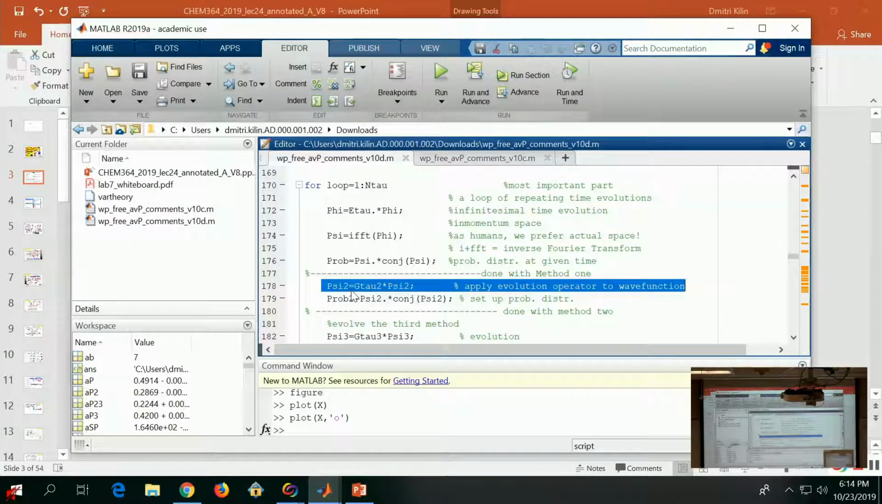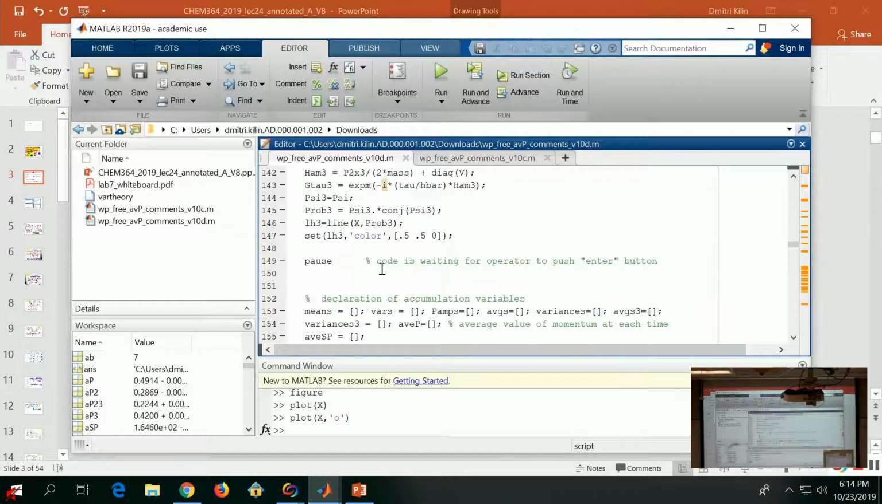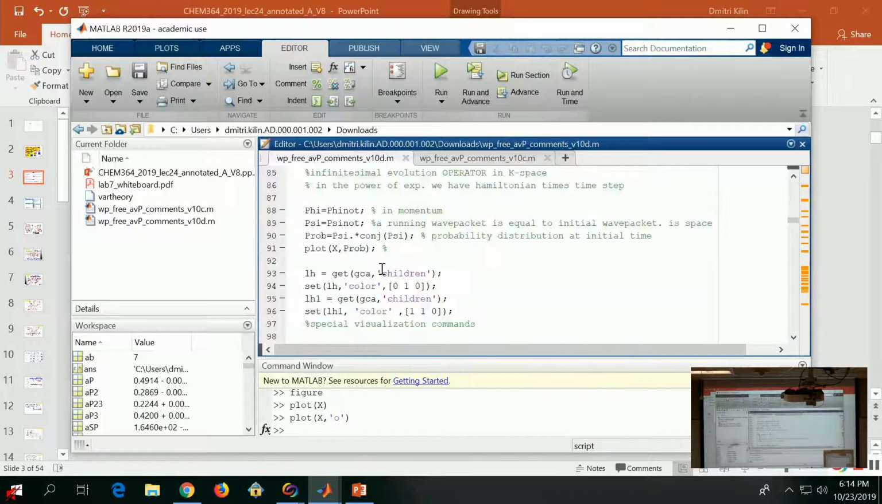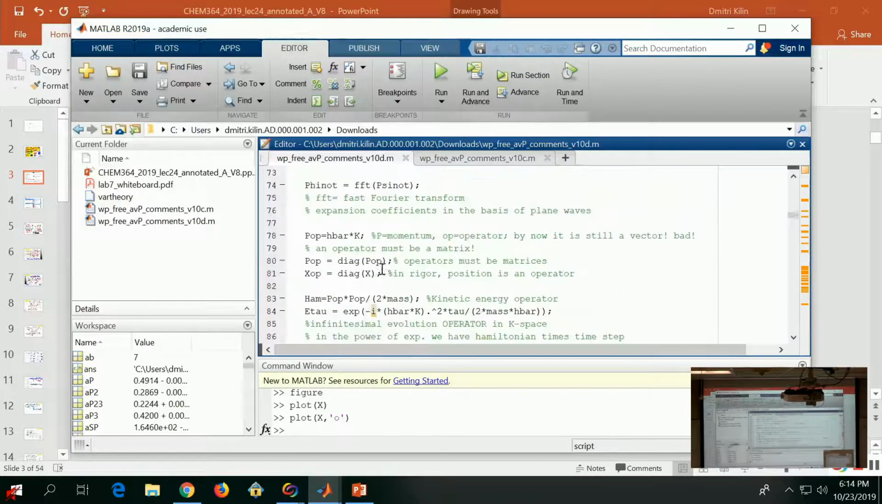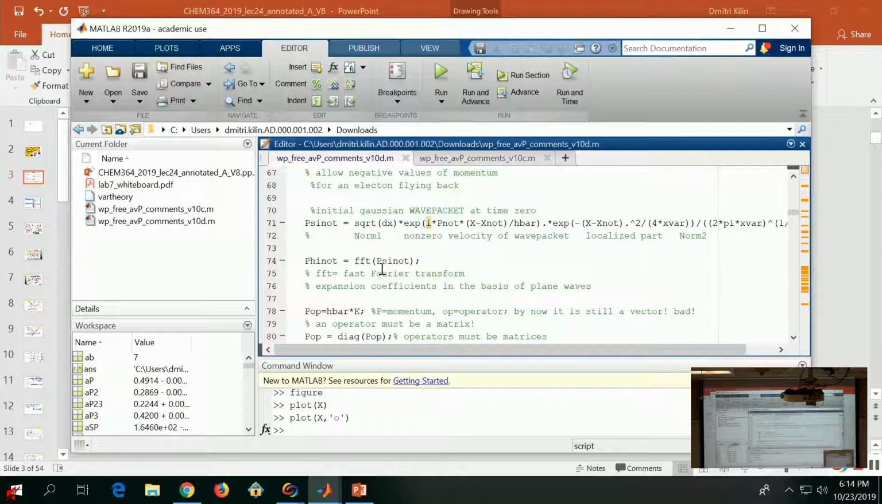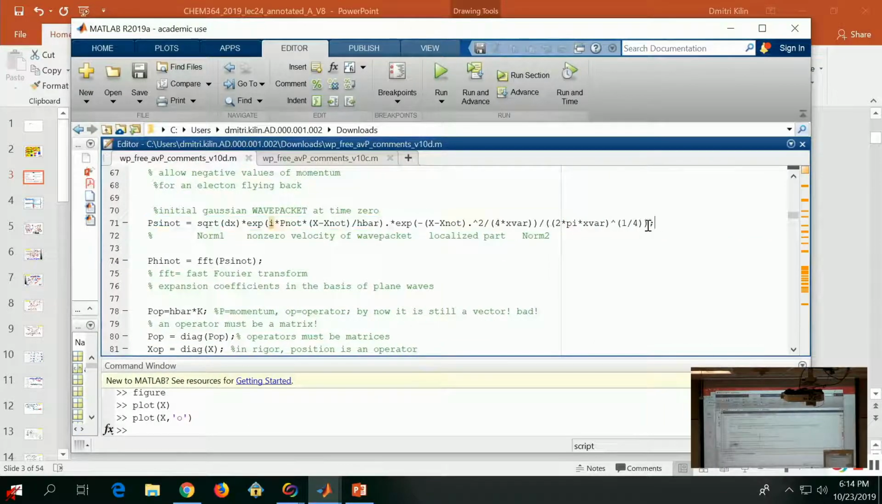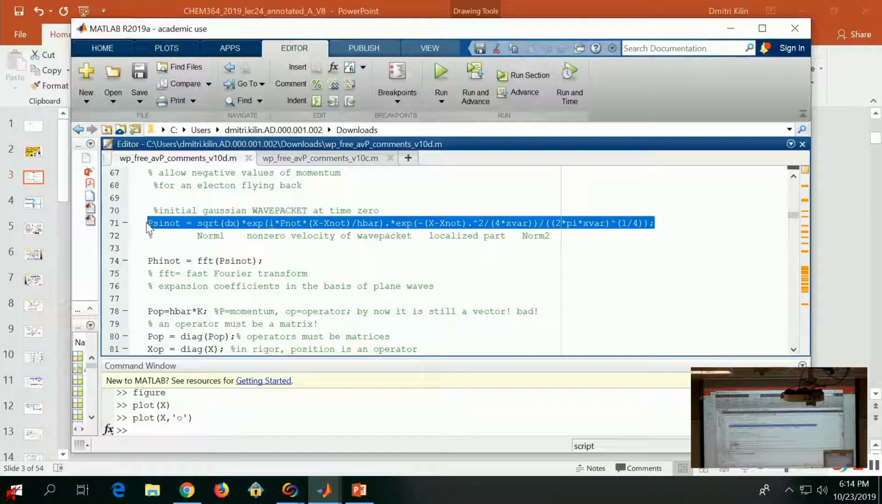psi at time 0 could be called psi naught. So let's scroll through and find the variable psi naught. 71. Ah, you are so strong. You're quicker than I can imagine. 70, 71. Yes. So, a very long line. How are we going to interpret this line?